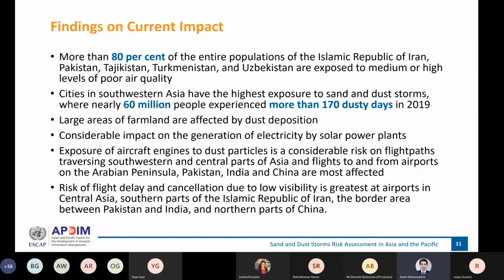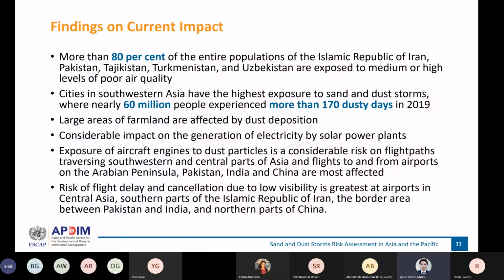Exposure of aircraft engines is another issue. The southern and central parts of Asia are mostly affected. In the Arabian Peninsula, Pakistan, India, and China are mostly affected. Also, the risk of flight delay and cancellation due to low visibility is greatest in airports in Central Asia, the southern part of the Islamic Republic of Iran, the border between Pakistan and India, and the northern part of China.